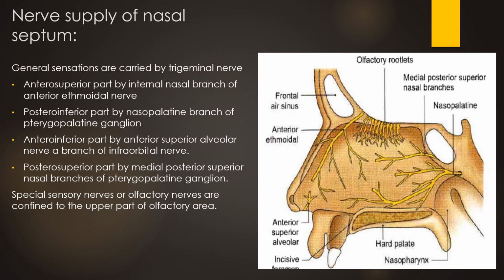So the nerve supply of the nasal septum is again just like the blood supply we did, in the form of four parts. You can see from the diagram directly that this anterior superior part is innervated by the anterior ethmoidal nerve, and particularly the internal nasal branch of the anterior ethmoidal nerve supplies the anterior superior part of the nasal septum.